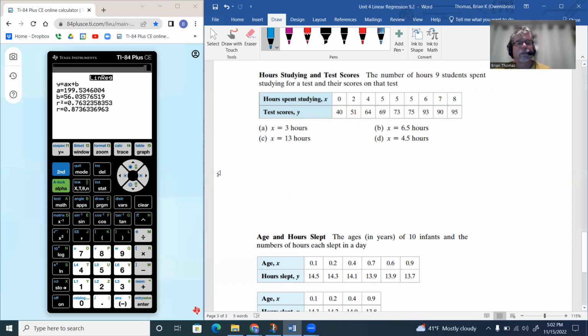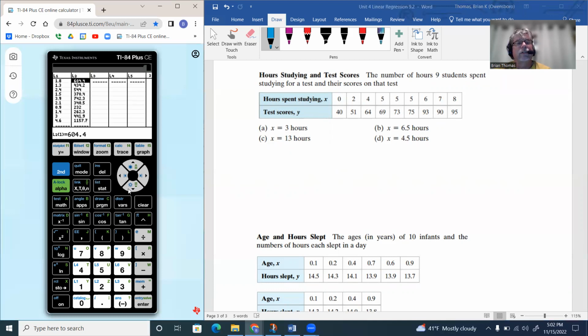So first off, though, let me just get over there. So if I hit stat, number 1 for edit, up arrow to clear, down, up arrow to clear, down. So now I've got my data cleared. Now I'm going to pause it and put some new data into our calculator.